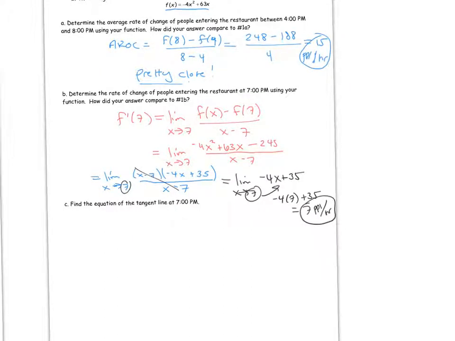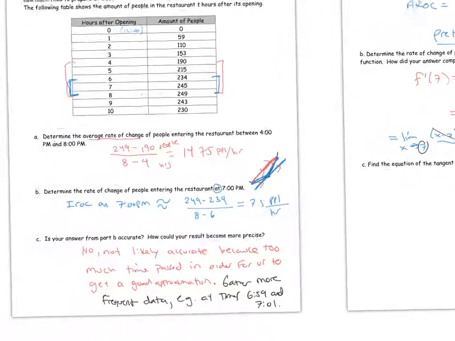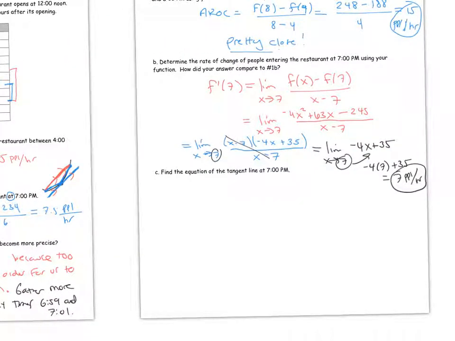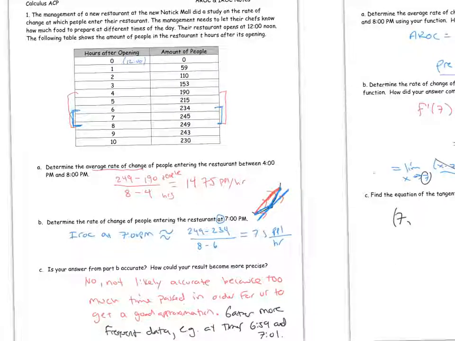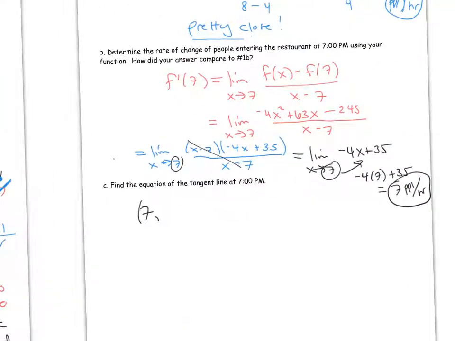Okay, and then lastly, the equation of the tangent line. We've done this before. So the point is 7 p.m. and the amount of people at 7 p.m., if we go back over here, is 245 people. Okay, so that's my point. And then the slope, we just got the slope, that was 7. And so our tangent line would look like this. y minus 245 equals slope, the slope is 7, times x minus 7.